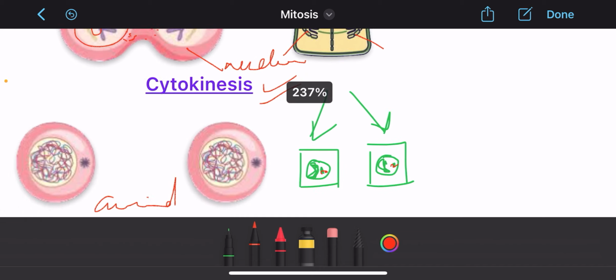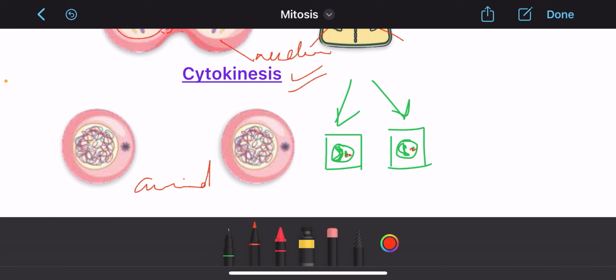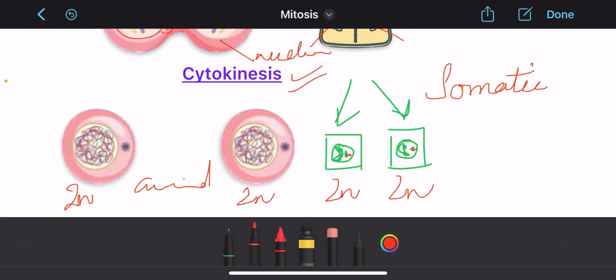Now, these cells which are formed have twice the number of chromosomes, or two sets of chromosomes, as was present in the parent cell. The parent also had 2n chromosomes and the daughter cells also have 2n chromosomes. In the case of the plant cell also, both have 2n chromosomes. So mitosis mainly always happens, I can say, in the somatic cells.